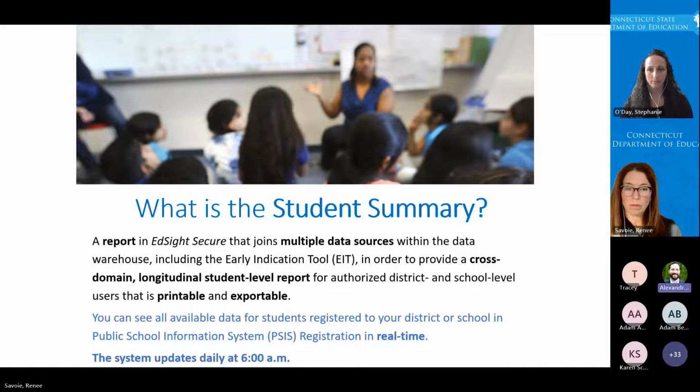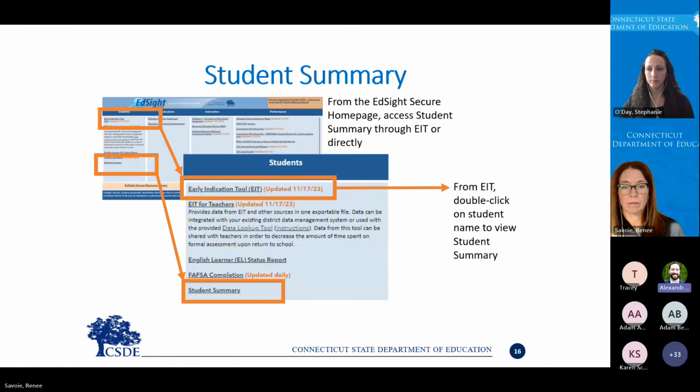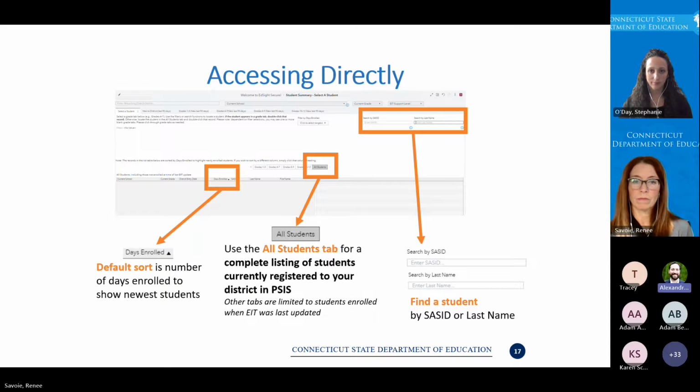So I mentioned you can double click. On the next slide, this shows you the two ways you can get to the student summary. The first is, as I mentioned, through the EIT, double clicking a student record, that will take you to the student summary. If you want to go directly to the student summary, the bottom option under the student's left-hand navigation option is student summary, so you can get there directly. At this point, I'm going to turn it over to Stephanie, and she's going to walk you through the student summary and the EIT for teachers.